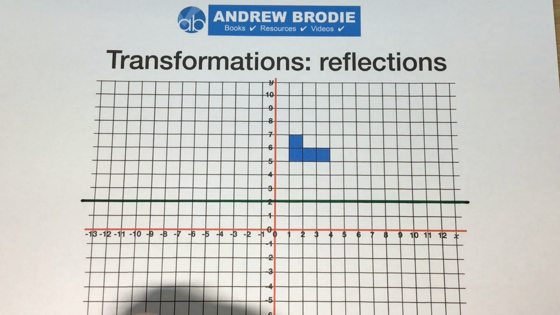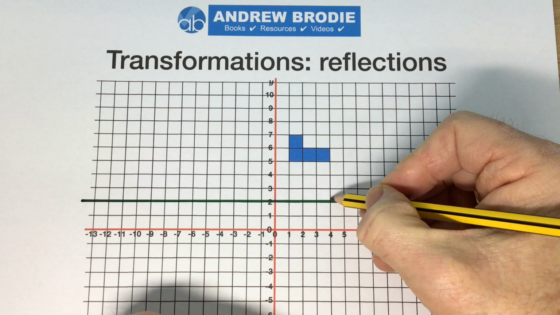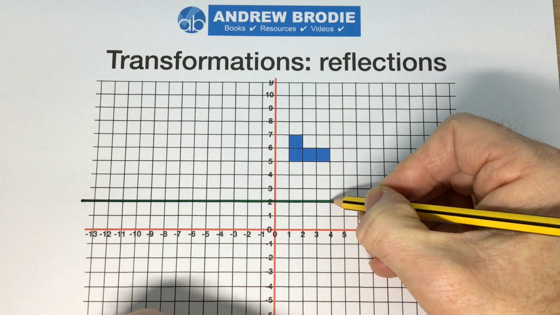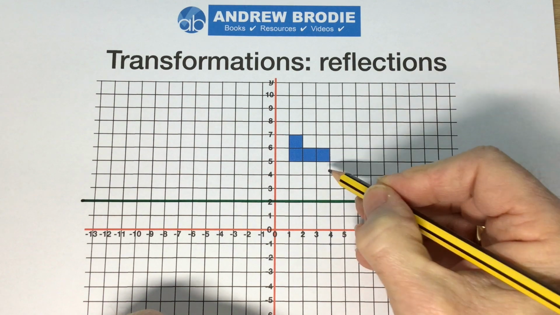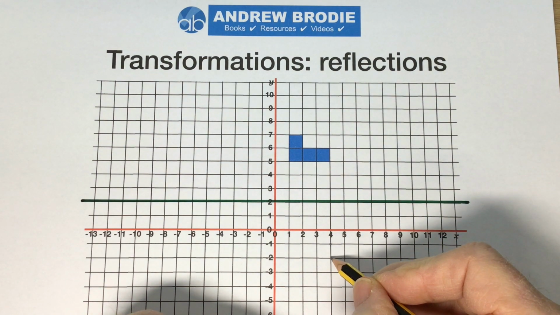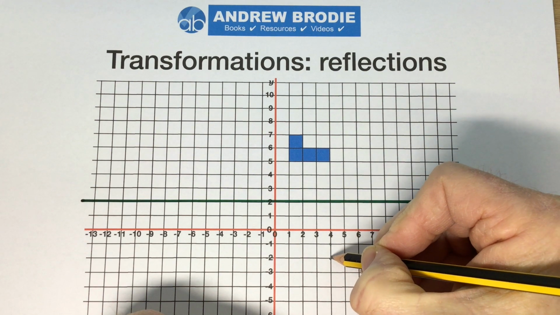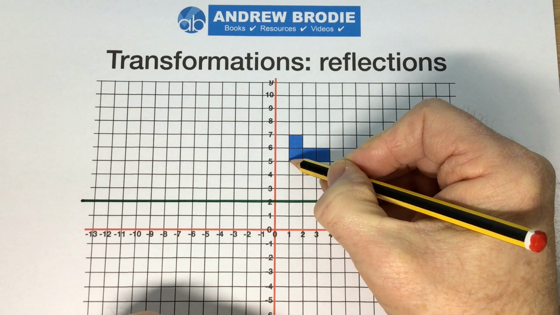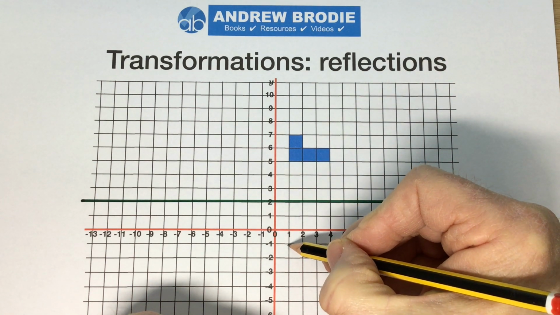The best way to do this is to look at how far away each point is. So that point is 3 points from the line, so it has to be 3 points below the line. So that's matching that corner. That corner is 4 points, so it's going to be 4 points below. 1, 2, 3, 4 points below. This one is 3 above the line, so it's going to be 1, 2, 3 below.